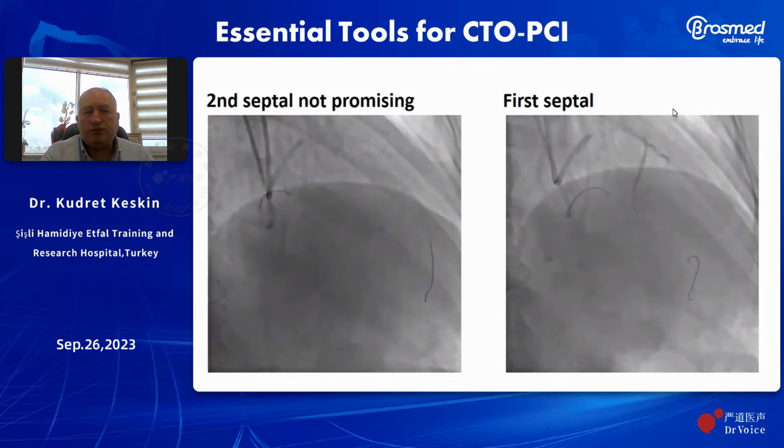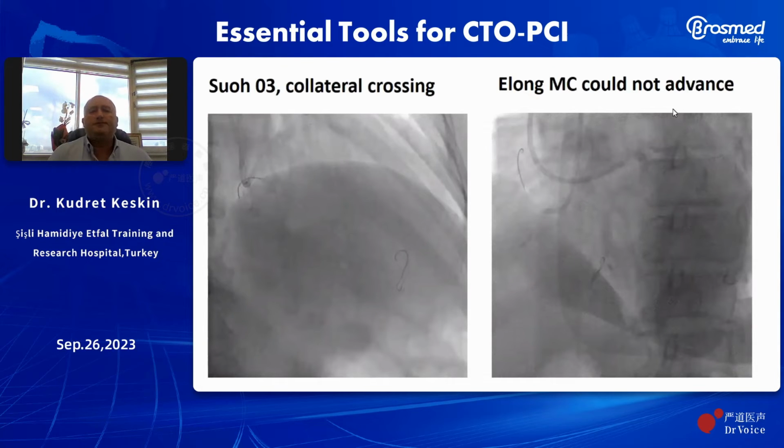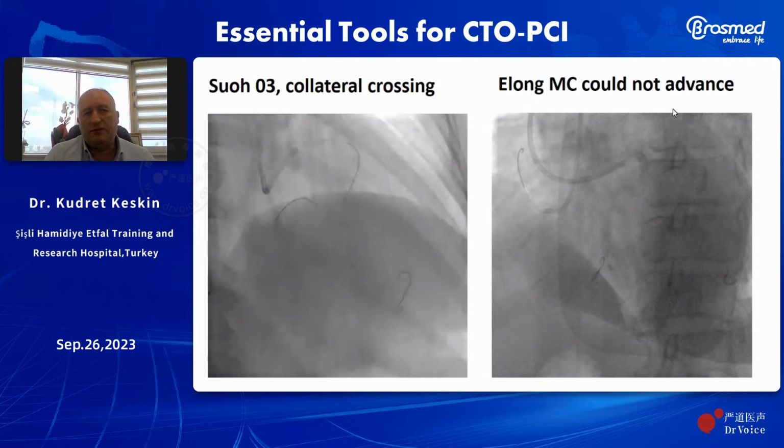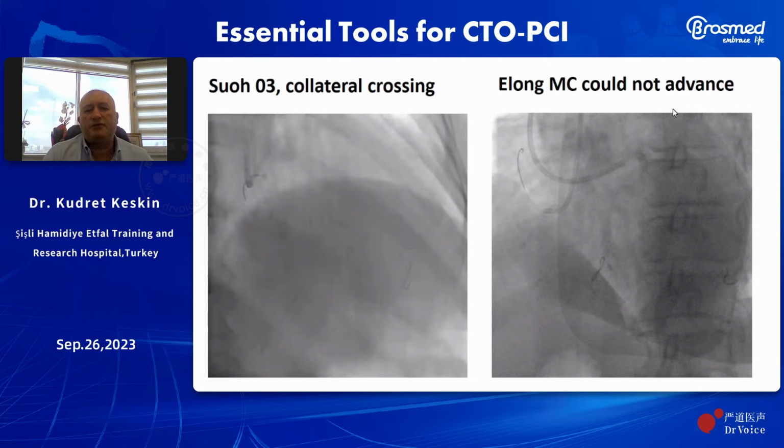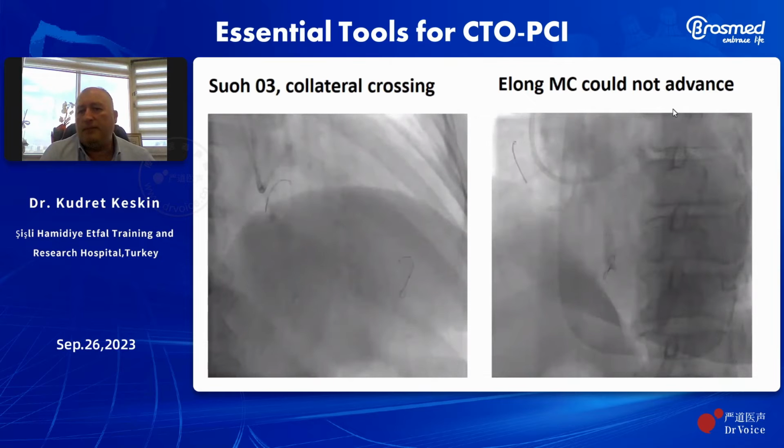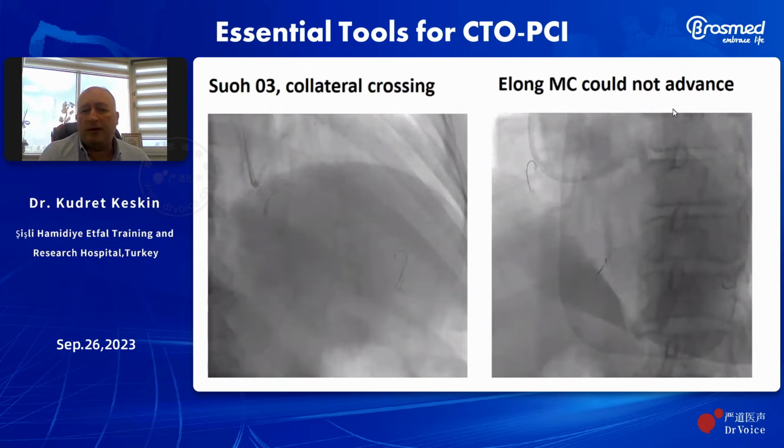There seems to be a connection. So we advanced the SUOH 03, and we somehow were lucky to reach the distal. This is the septal crossing. We had a hard time, but we somehow managed to reach the distal RCA, the distal cap. But as you will see in a second, in the right picture, the other microcatheter could not advance. Maybe because of backup issues, we could not advance the other microcatheter.